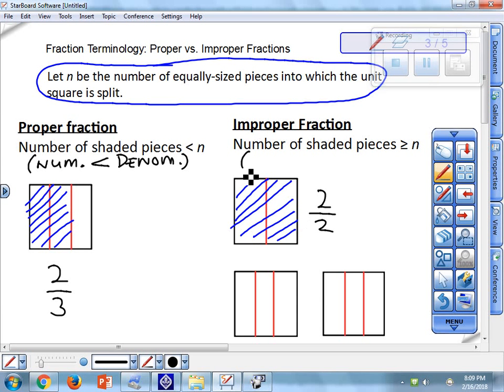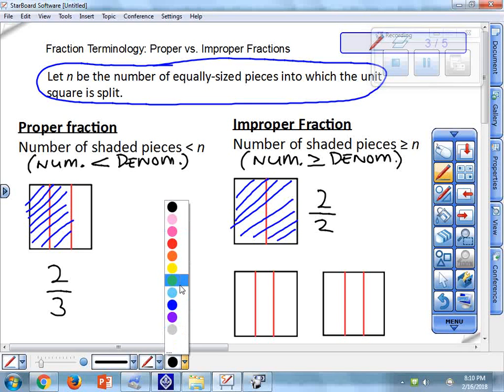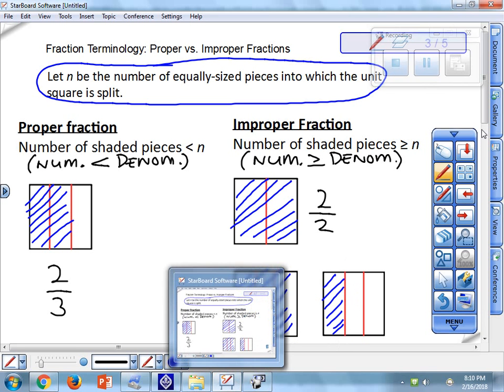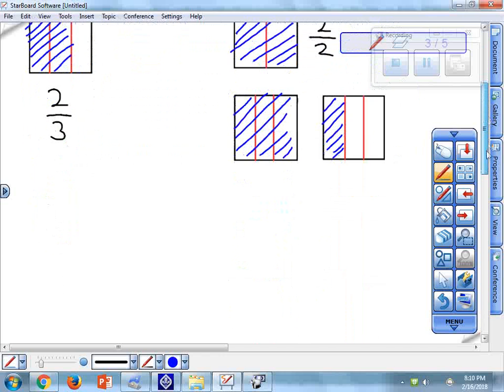So what we're saying is when the numerator is greater than or equal to the denominator, then we have an improper fraction. Let's look at one more example of an improper fraction. Let me change the color again to blue. I'm going to shade all of this particular unit square, so all three pieces, and then I'm going to shade one more piece here. And let me move the screen down a little bit so we can talk about this.